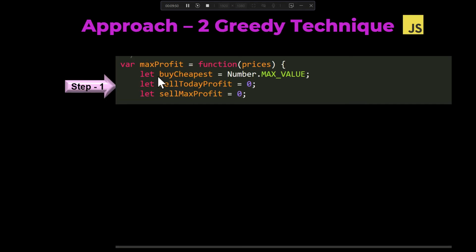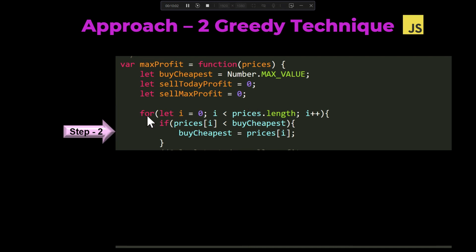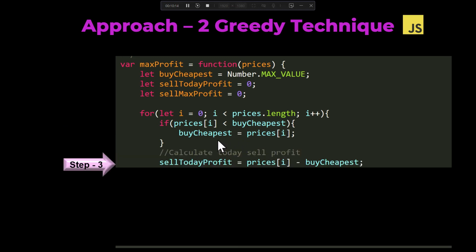These are the 3 variables. Buy cheapest, we first initialize to Number.MAX_VALUE, today profit to 0, sell max profit to 0. Step 2, we iterate through the array and check every single ith value. We compare it with the buy cheapest. If today's value is less than buy cheapest, then we update it. Step 3, calculate today's profit. That's what we are doing: prices[i] minus buy cheapest, and from here we get today's profit.